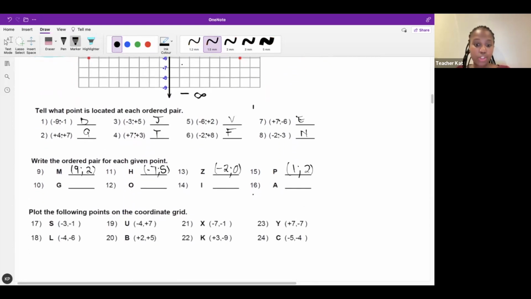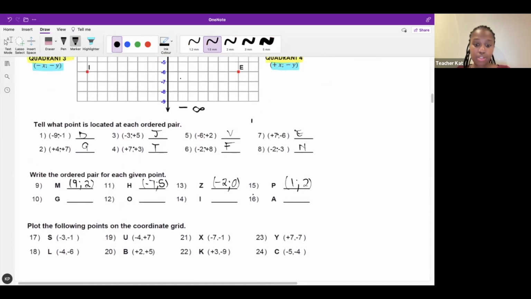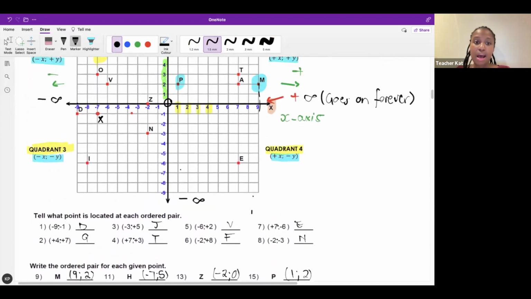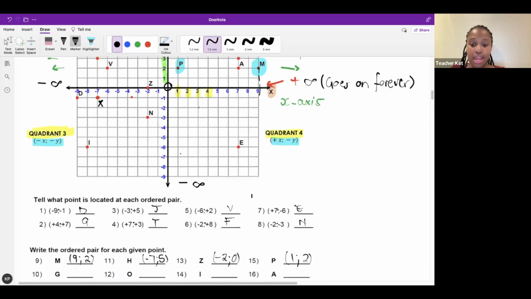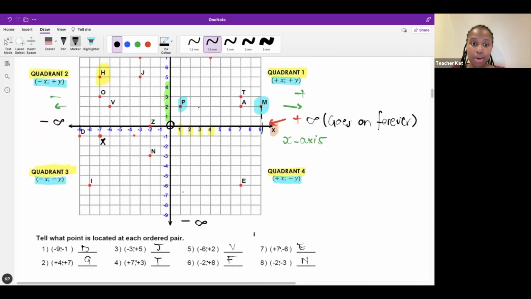And then let's do K, +3 and -9. I'm starting in the middle. Am I going left or right? How many times? Right, how many times? 1, 2, 3. So I'm here currently. And then -9. Am I going up or down?